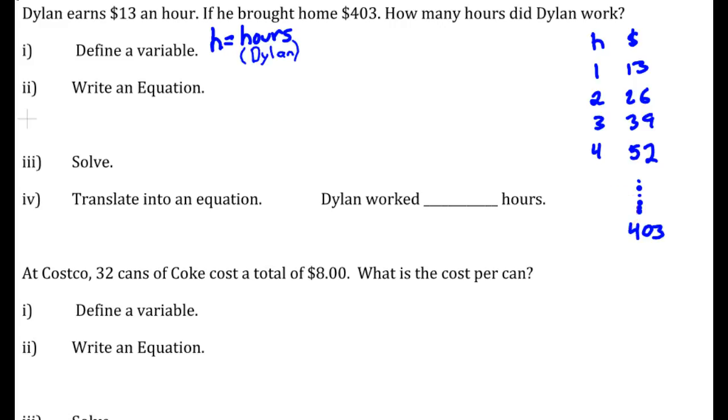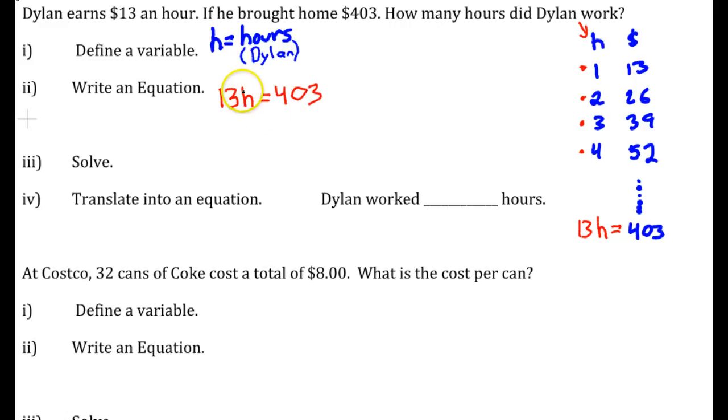So what's the pattern here? If we take this number h, what can we do to this number, this number, this number, in order to get the dollar amount? Yeah, times it by 13. So if we take the hours and multiply it by 13, it should equal the total dollar amount. So my equation will be 13h equals $403.